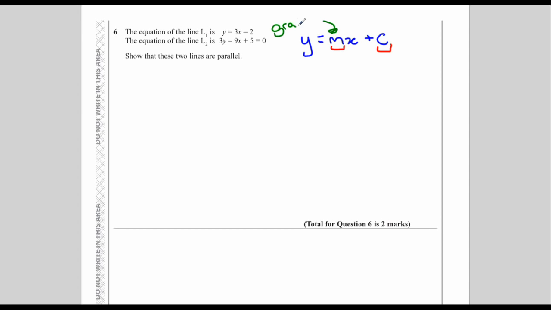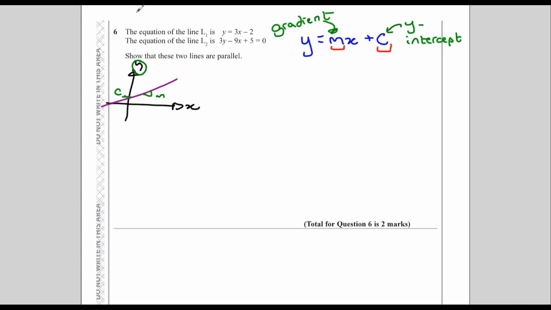gradient, and c represents the y-intercept. So, just a quick lesson, if you have y and x, like we talked about in question 1, then you can have a straight line, and here is where it intercepts the y-axis, so that's your number c, and how steep it is is your gradient. Your number m you get from that.